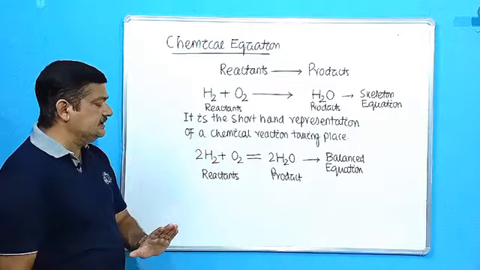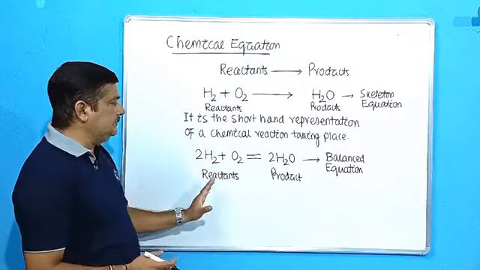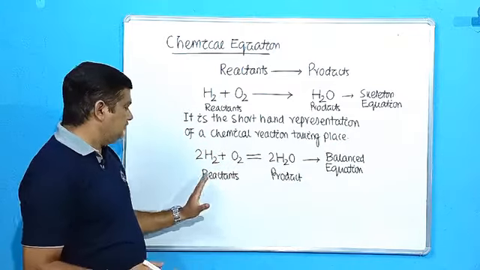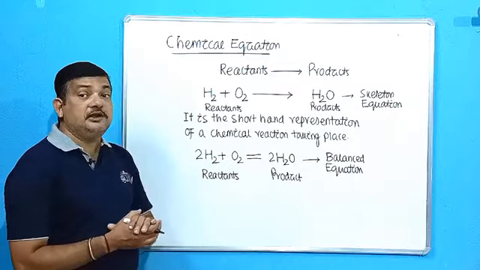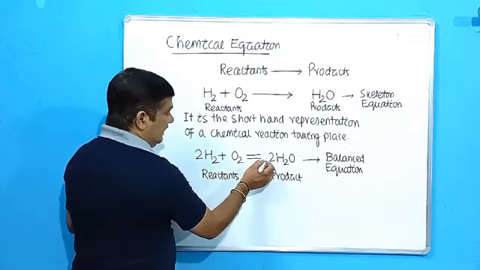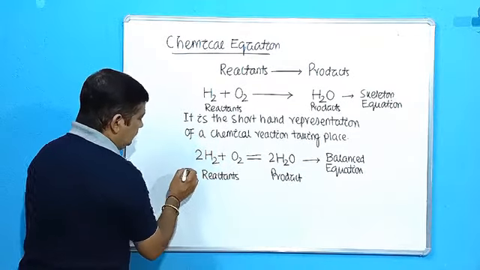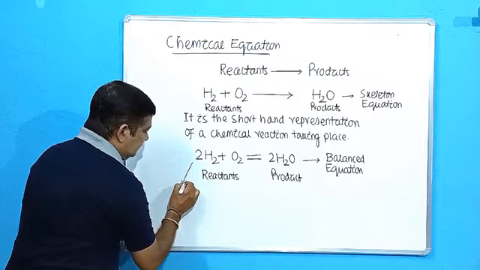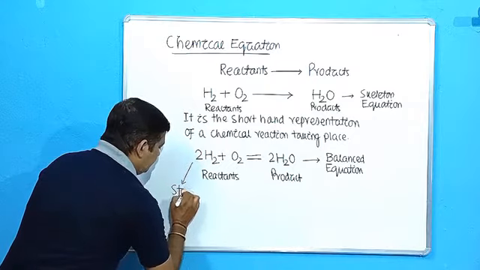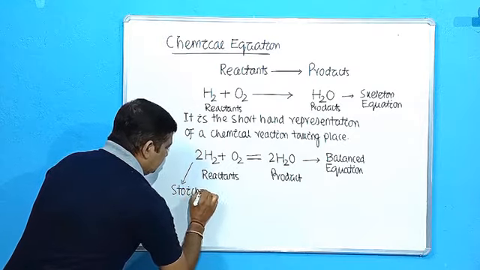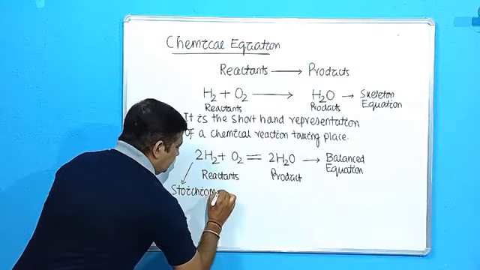So how to balance? Now in order to balance, we are multiplying the reactant and product with some numericals. Suppose we have multiplied this with 2, this with 2. So what are these numericals? Now they are called stoichiometric coefficients.